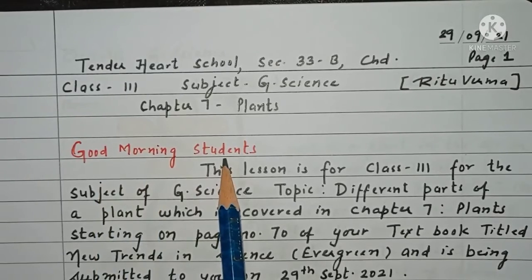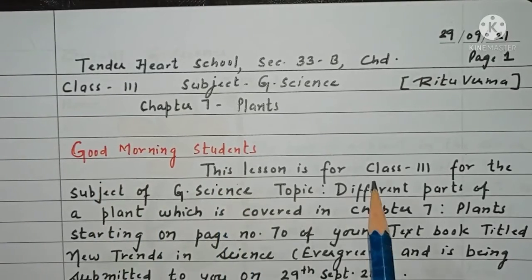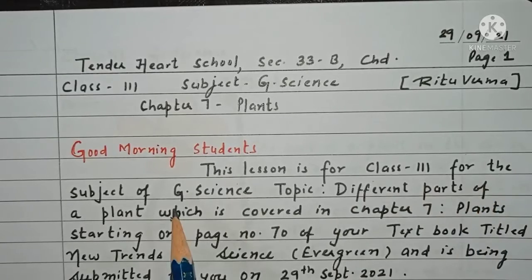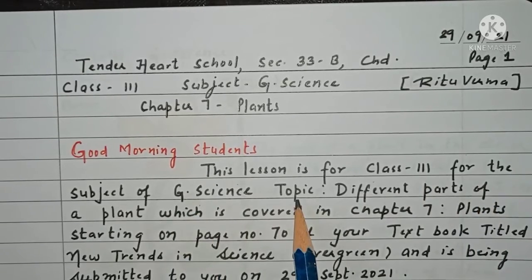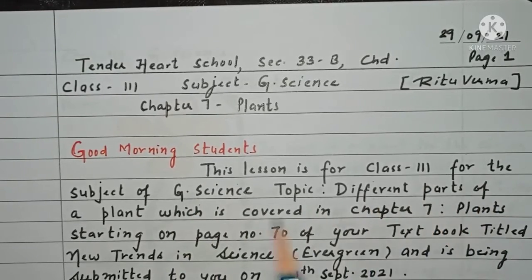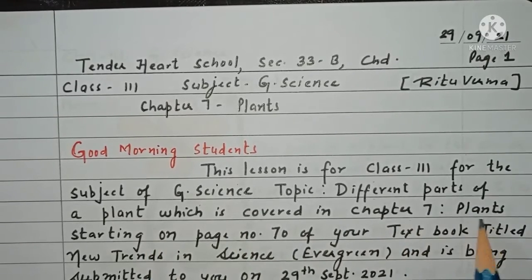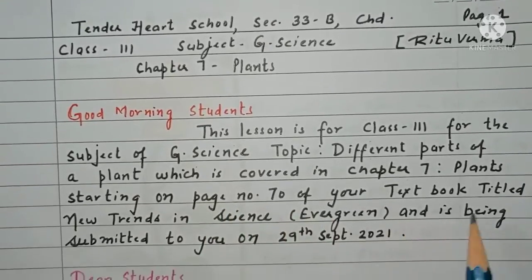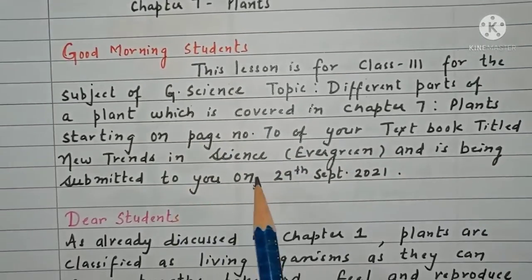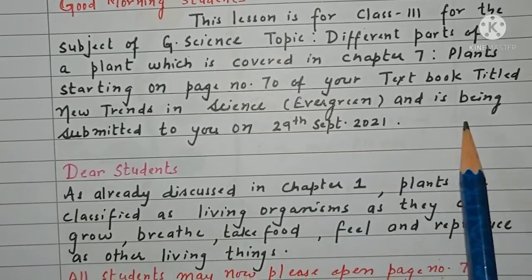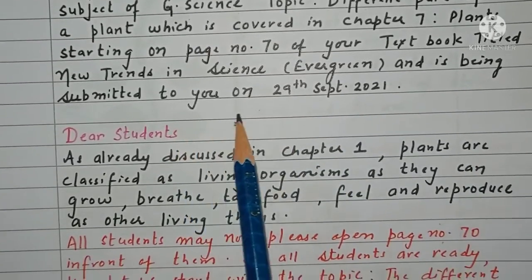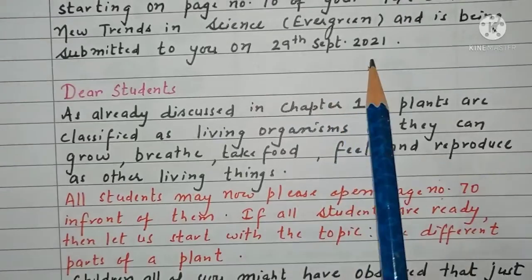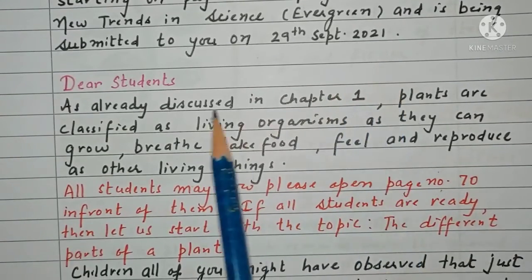Good morning, students. This lesson is for class 3 for the subject of General Science, topic Different Parts of a Plant, which is covered in chapter 7, Plants, starting on page number 70 of your textbook, titled Nutrients in Science Evergreen, and is being submitted to you on 29th September 2021.